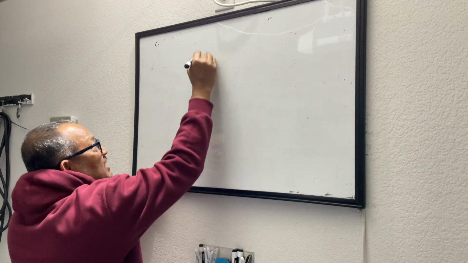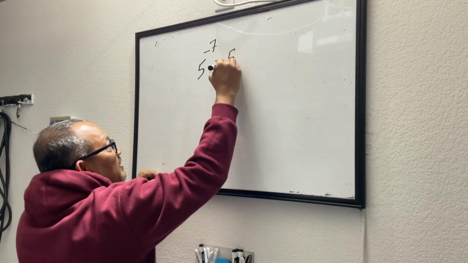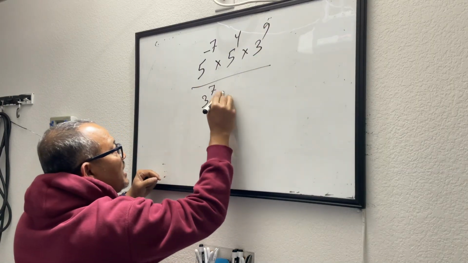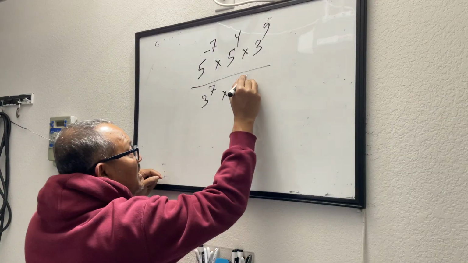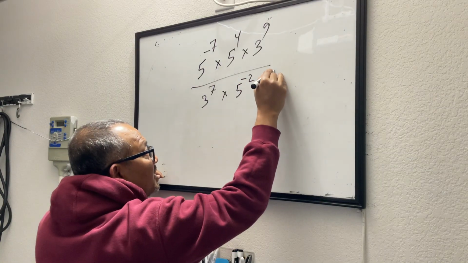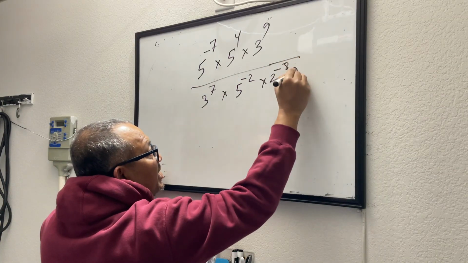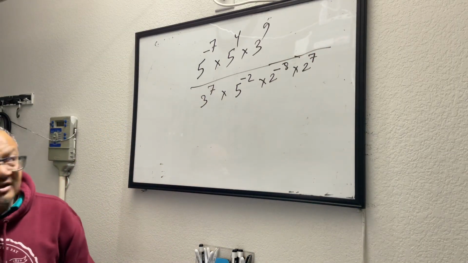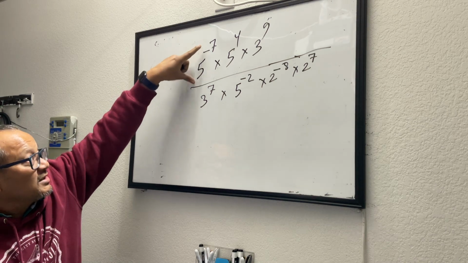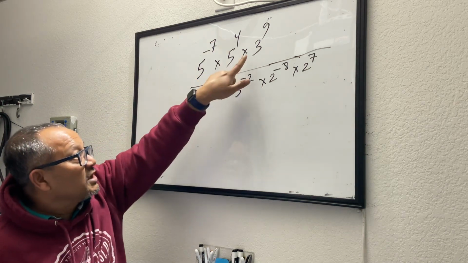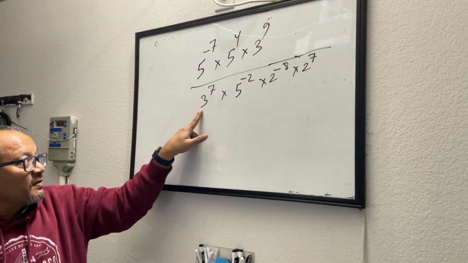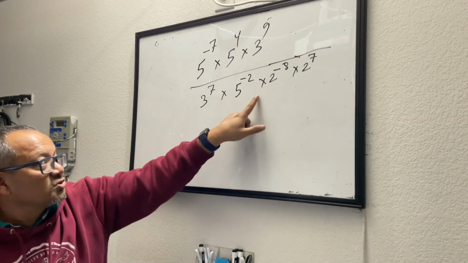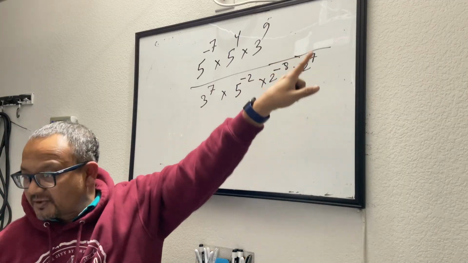So 5 to the power minus 7 into 5 to the power 4 into 3 to the power 9, divided by 3 to the power 7 into 5 to the power minus 2 into 2 to the power minus 8 into 2 to the power 7. Deal with it.